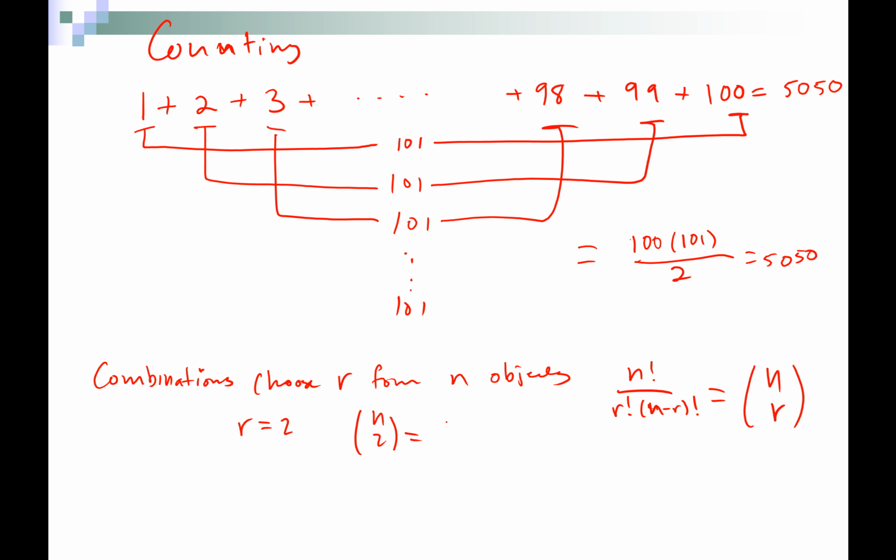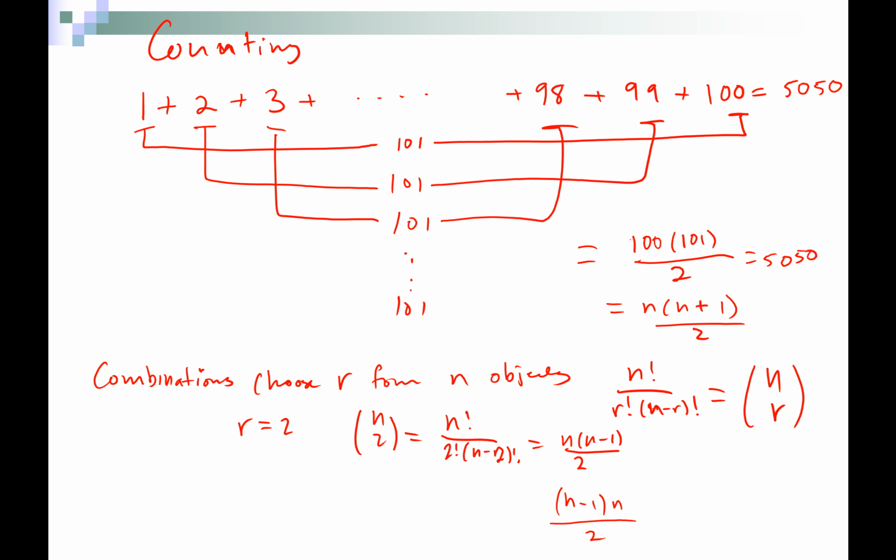n choose 2 is going to be n factorial divided by 2 factorial divided by n minus 2 factorial. So that's going to be n times n minus 1 divided by 2, which is similar to what Gauss said. Remember, this was n times n plus 1 divided by 2. So how is this different? Combinations are just saying I'm adding up the numbers from 1 to n minus 1. So if I have n minus 1, that's n minus 1 times n divided by 2.